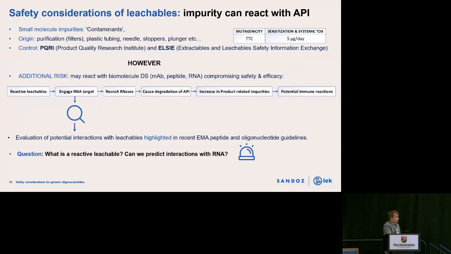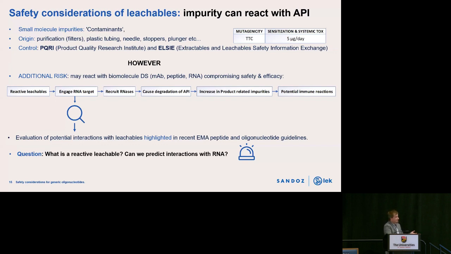So lastly, I would also like to talk about leachables. They are small molecular impurities. They are many times called contaminants, and they can come into the product by leaching from the filters, plastic tubing, needles, stoppers, plungers. And usually what we do is we control them according to PQRI and ICH recommendations.